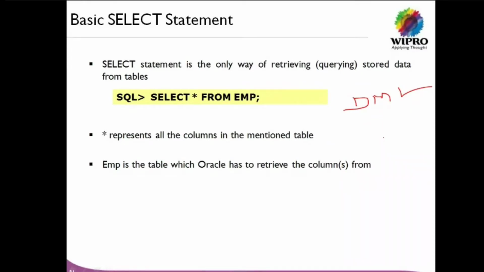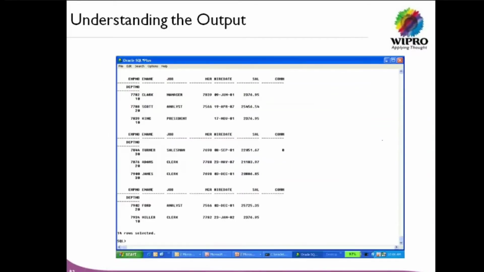Okay. So by means of the select statement, we can retrieve the stored data from the tables, or query the stored data from the tables. Suppose you consider select star from EMP. We all know star represents all the columns in the table, so this command will retrieve all the columns with all the records. EMP is the table name. So this is the output.